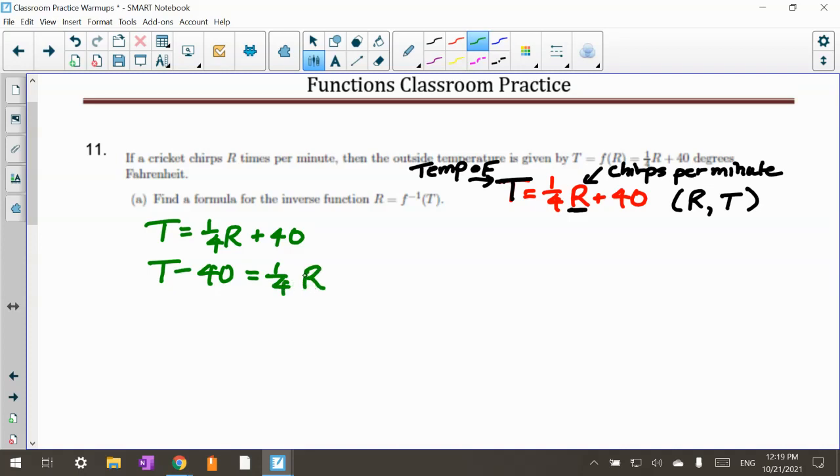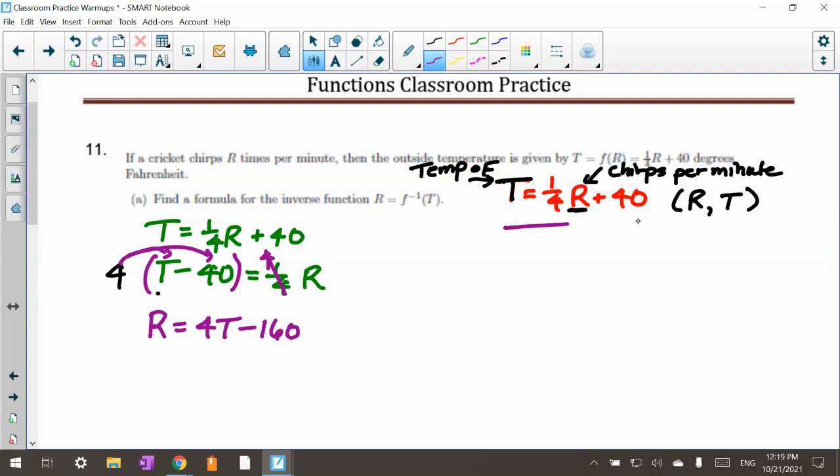Then I want to know what R is, so I'm going to solve for R. It's 1/4, so I'm going to multiply both sides by 4. I'm going to multiply everything on both sides, so I've got 4 times this and 4 times this. This is going to turn into a 1. Wow, I've got all sorts of colors this time. So now I have R equals 4T minus 160 because I had to distribute that 4. Okay, so now I found the inverse.